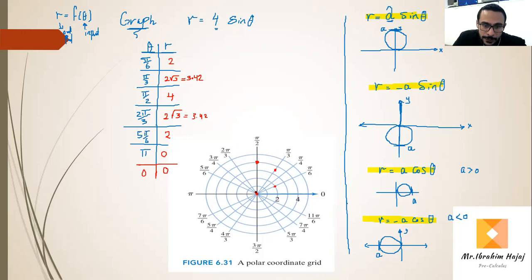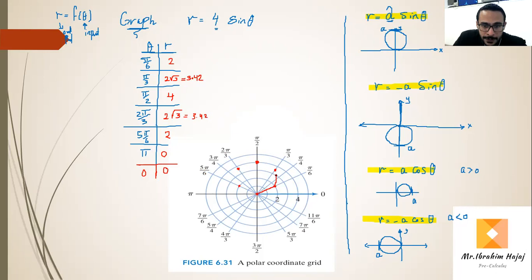So where is 3.42? Yes, here is the second circle, the third circle. So the fourth circle is here. When it's 5 pi over 6 and 2, 5 pi over 6 is here. Then from the pole, second circle, 1, 2, and put it in the second circle, and pi and what? And 0, we return back.